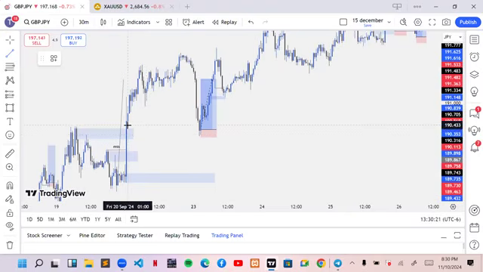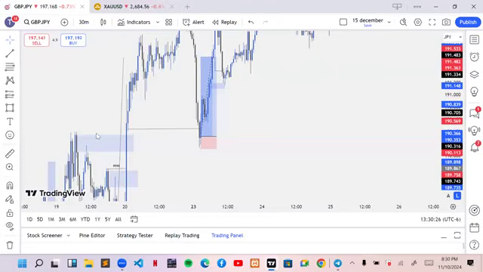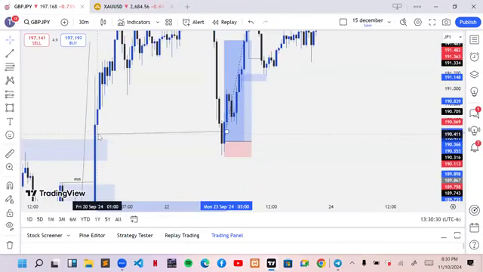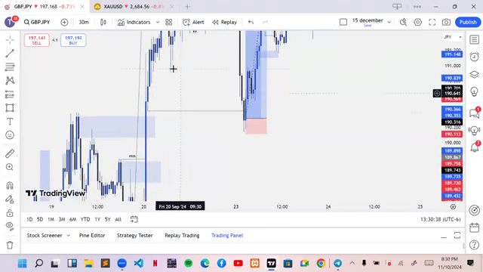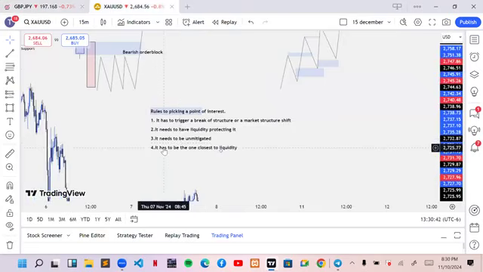The inducement is right here, which is our liquidity. So this is our inducement here, the first pullback our market made. On this 30 minutes it is weak, but this is our inducement right here. So this is our inducement for this trade. So after that, the third rule now says it needs to be unmitigated.